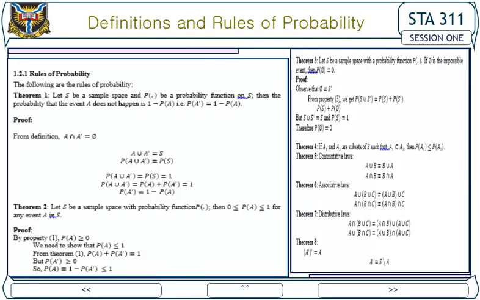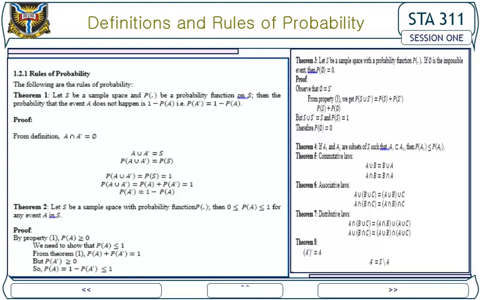Rules of probability. The following are the rules of probability. Theorem 1. Let S be a sample space and P be a probability function on S. Then the probability that the event A does not happen is 1 minus P of A. That is, P of A prime is equal to 1 minus the probability of A.